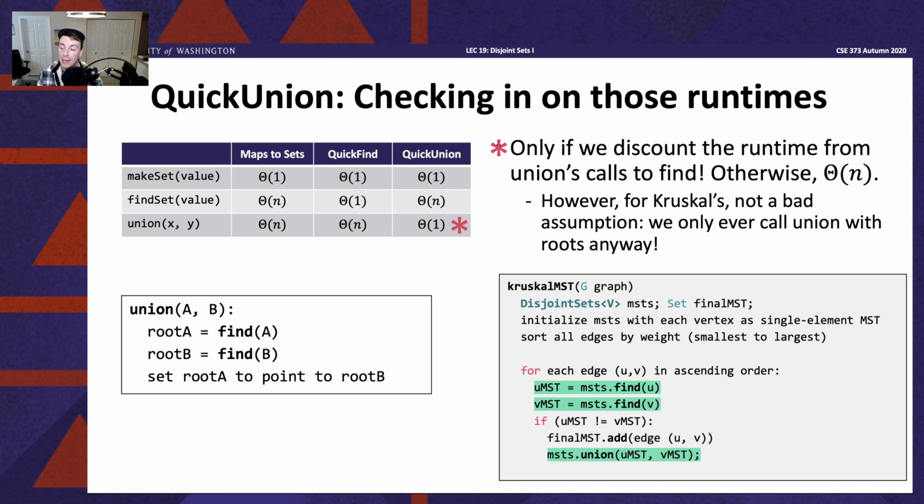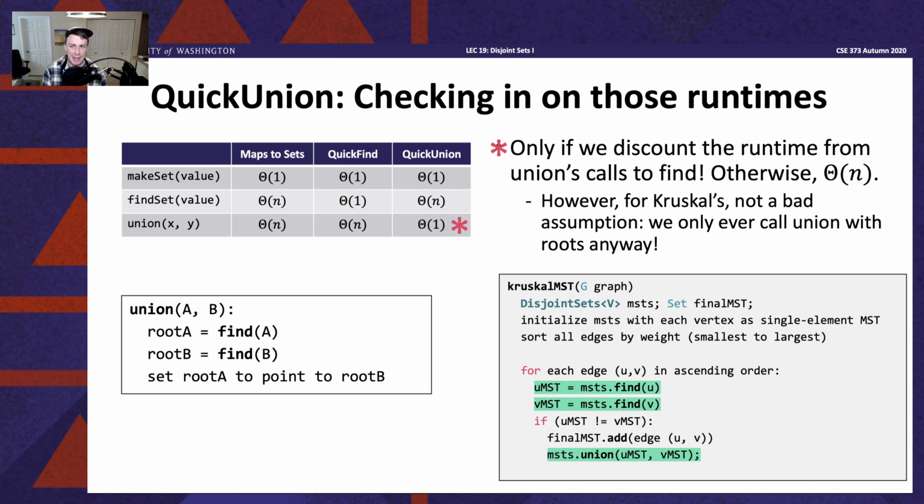Now, union can be fast, assuming we ignore the calls to actually finding something. Remember, for union, we have to find A, find B, and then set those pointers. And we just said that find takes O of n time. So union will still be O of n, except if we assume we're in the case where we're only unioning roots. So if I know that these two things are roots, then it's just constant time.